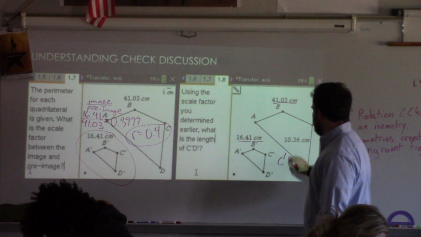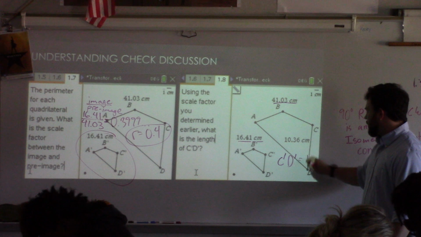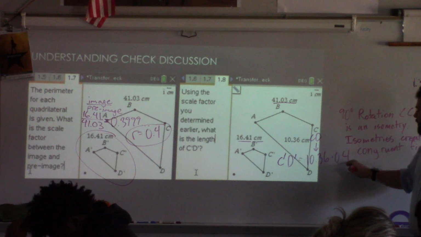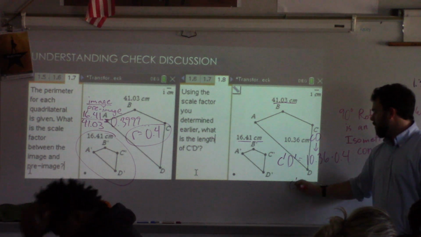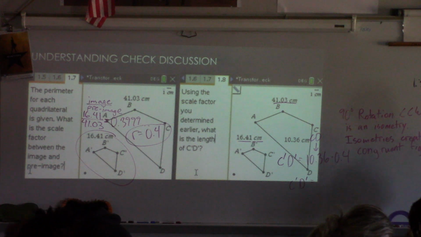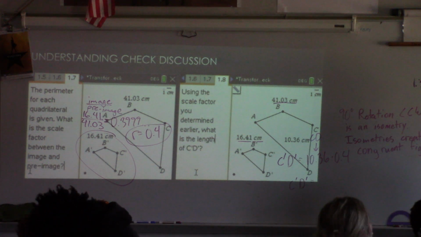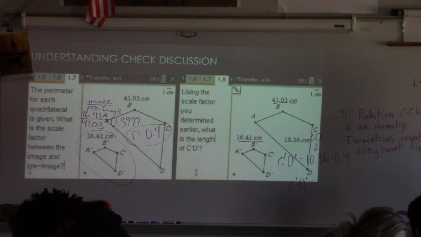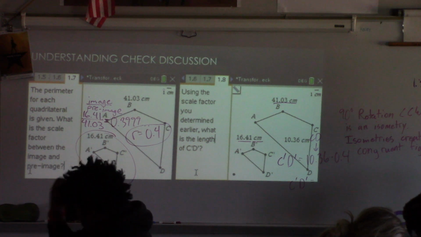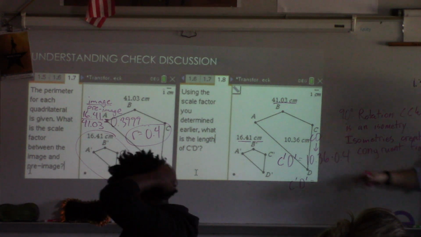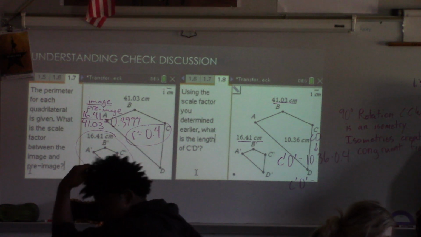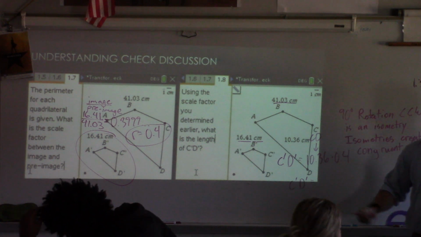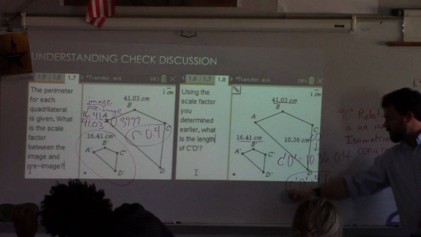So C prime D prime is equal to 10.36. Remember, that is CD times the scale factor of 0.4. Which I don't remember off the top of my head. But somebody, what is C prime D prime then? 10 times 0.4 is somewhere around 4. 4.1, does that sound right for those of us? Okay, 4.1. Does that make sense though?